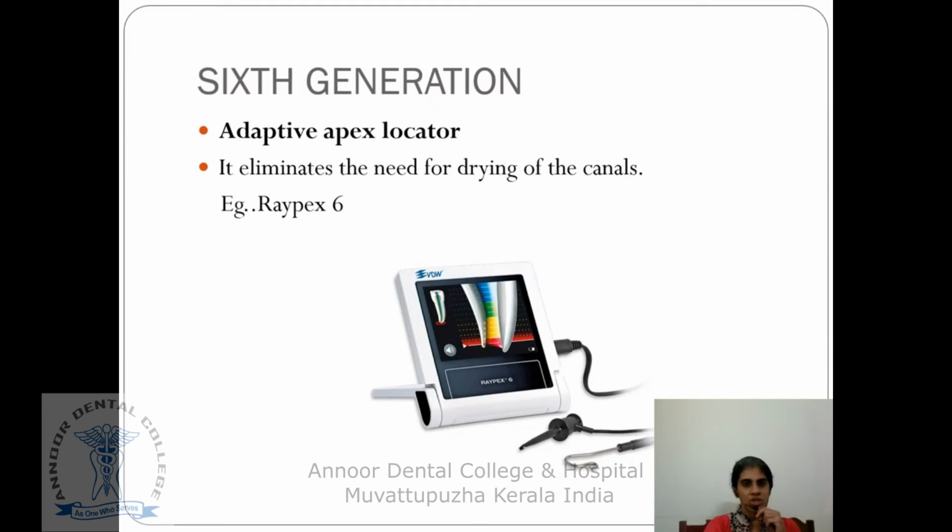The sixth generation is the adaptive apex locator, and they say you don't have to dry the canal in this particular type of generation. It is Apex 6. See, this is the apex locator. There's a lip clip. What you see here is a file holder.